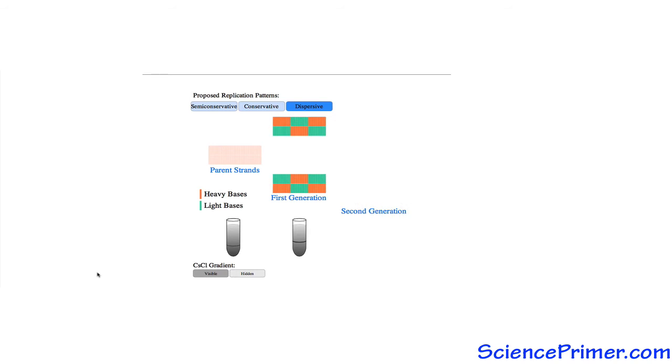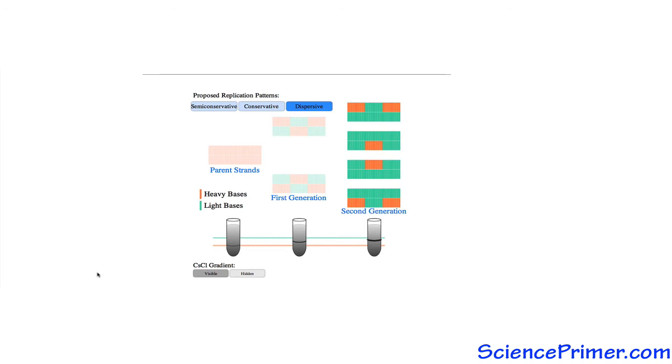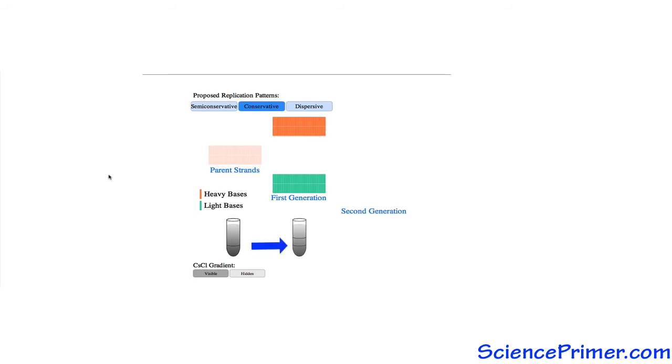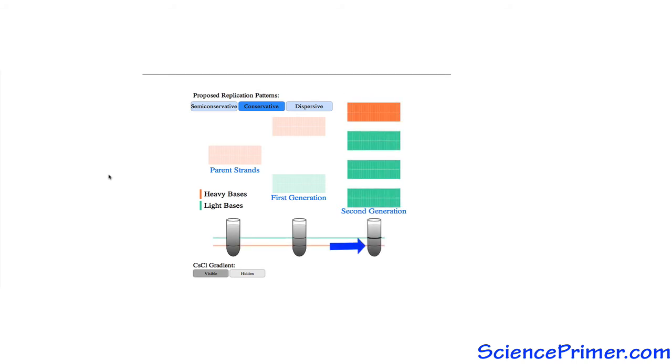After one round, all of the DNA would contain a 50-50 mixture of N15 and N14. In the next round of replication, the single band would become less dense as the original DNA continued to be diluted as it was evenly distributed among all of the new cells. If conservative replication occurred, after one round, the original band of dense N15 labeled DNA would remain and would be joined by a second, less dense band containing only N14.